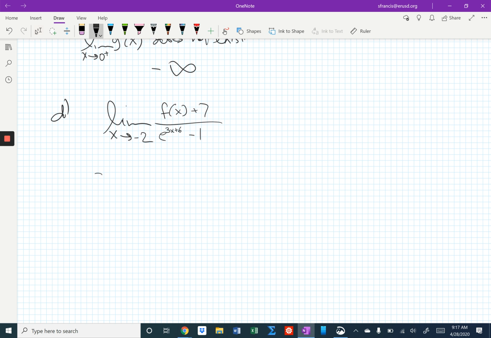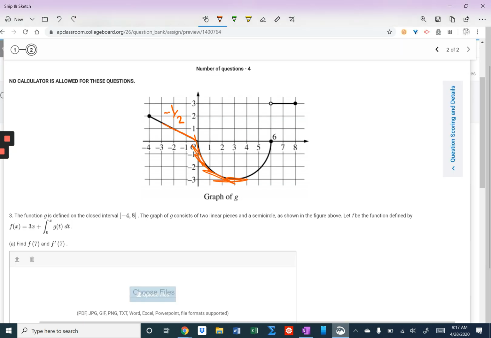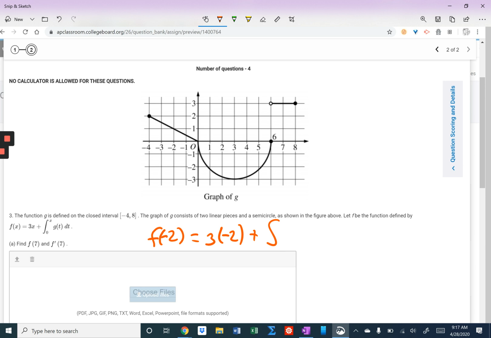So if I do direct substitution, I've got to figure out what f of negative 2 is. I didn't work that out ahead of time, but I know it's going to be negative 7 because I know that this is going to go to 0 over 0. And you need to show that. The denominator is obviously 0. Let me help a little bit with f of negative 2. So f of negative 2 was going to be 3 times negative 2 plus the integral from 0 to negative 2 of g of t dt.